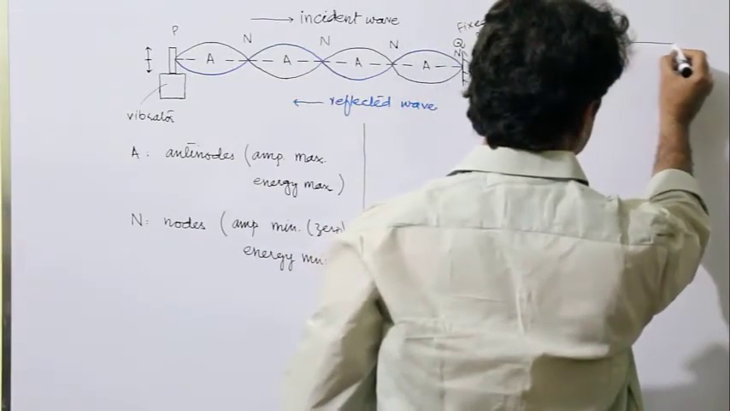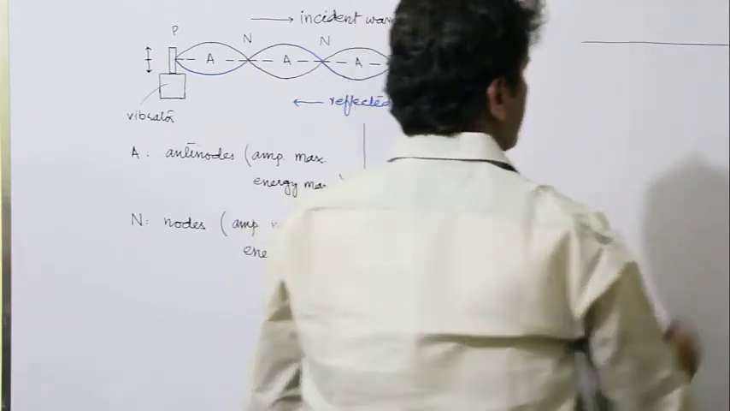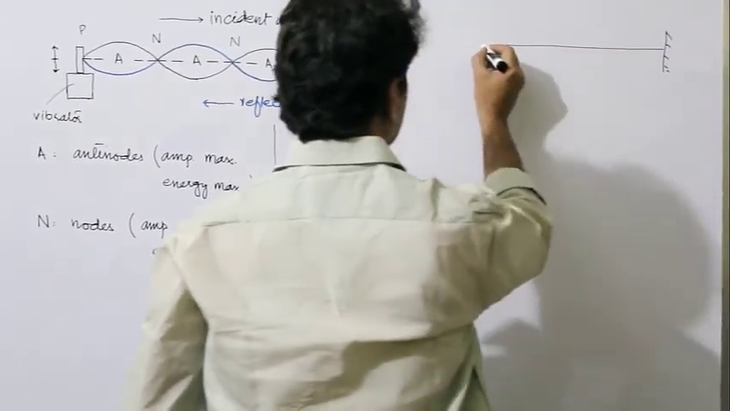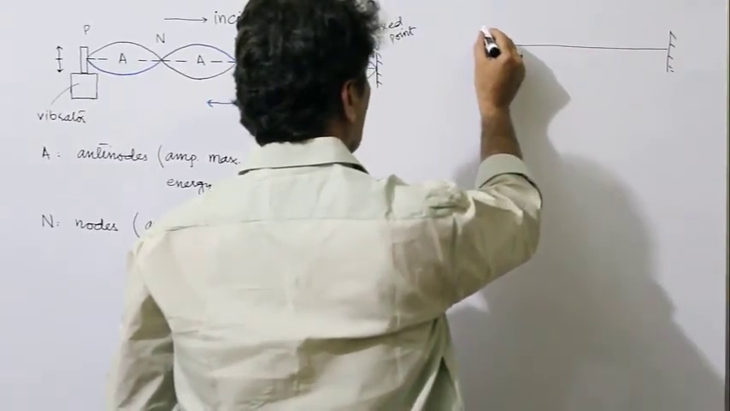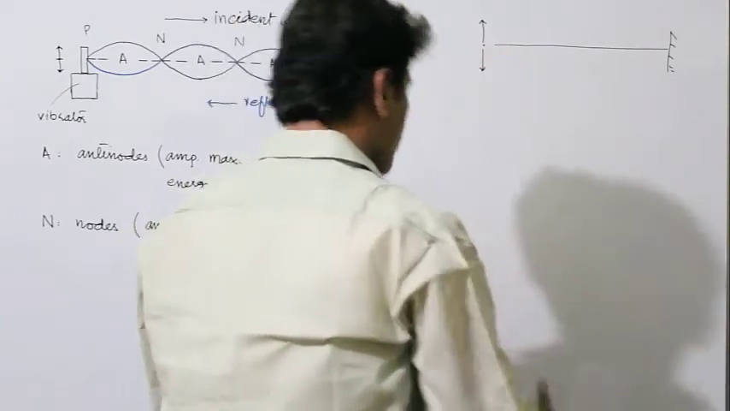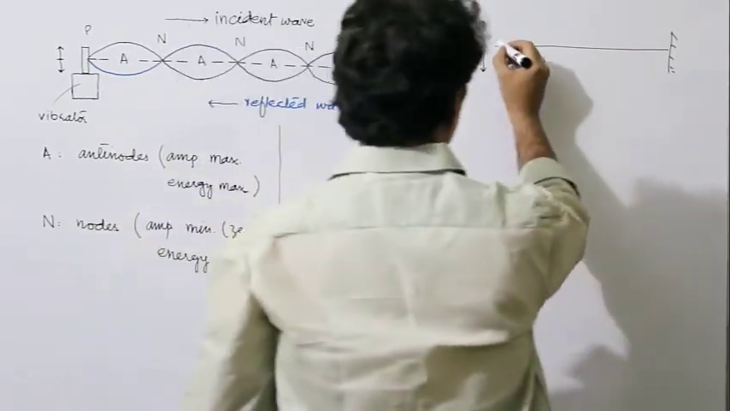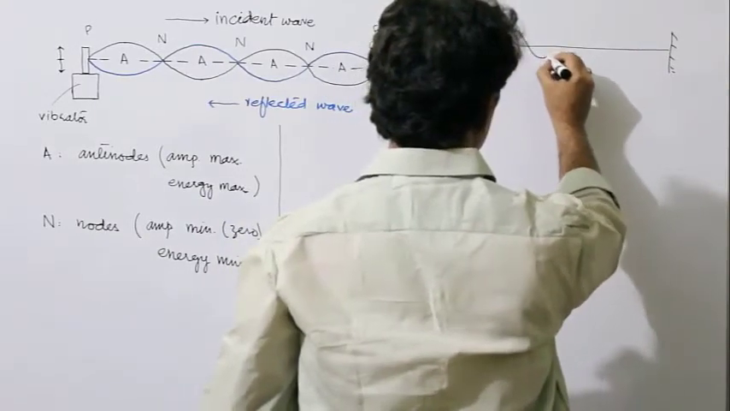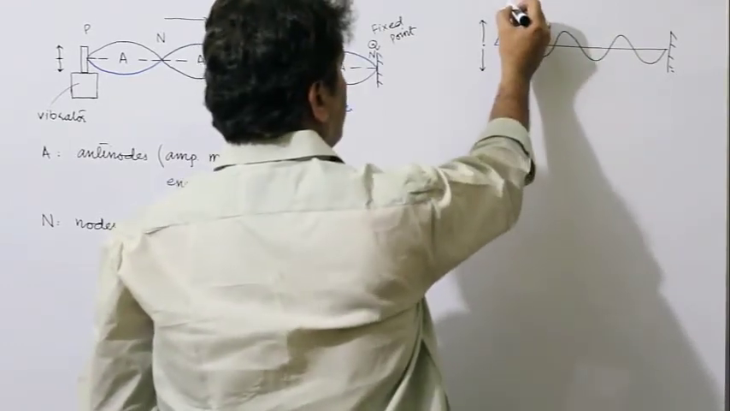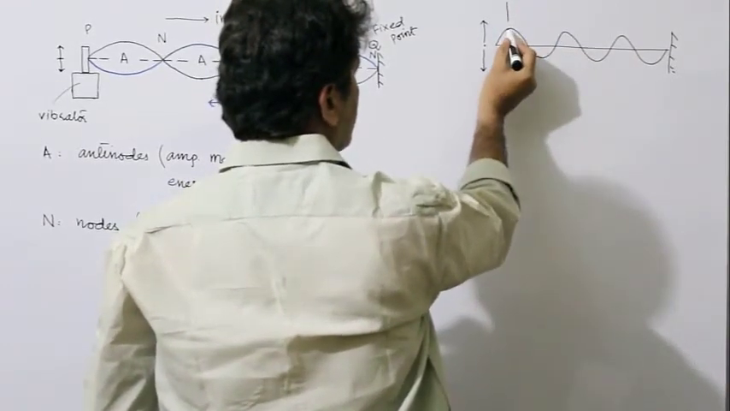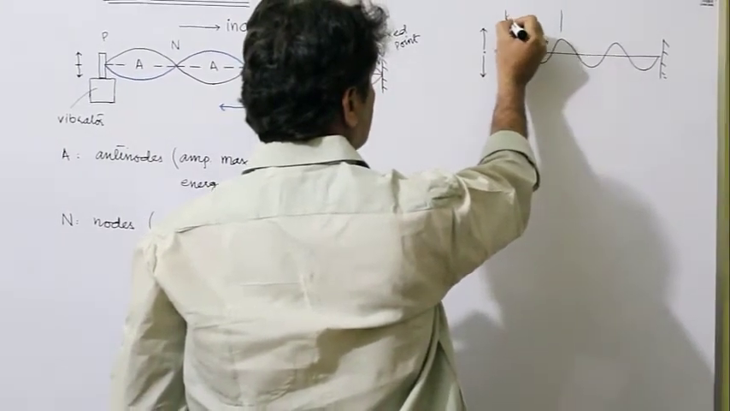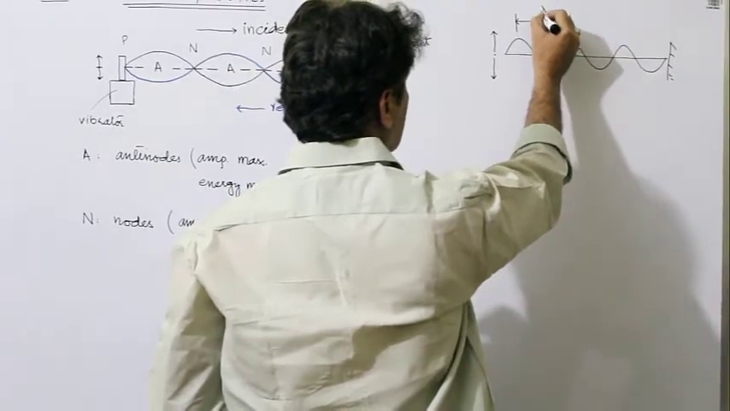For example, take a horizontal string which is fixed at one end and free to move at the other. Now we vibrate this string or piece of rope vertically upwards and downwards. A particular wave pattern will be formed that is called a transverse wave. We know this is the position of the crest and this is the alternate crest. The distance between two successive crests or troughs is called the wavelength.